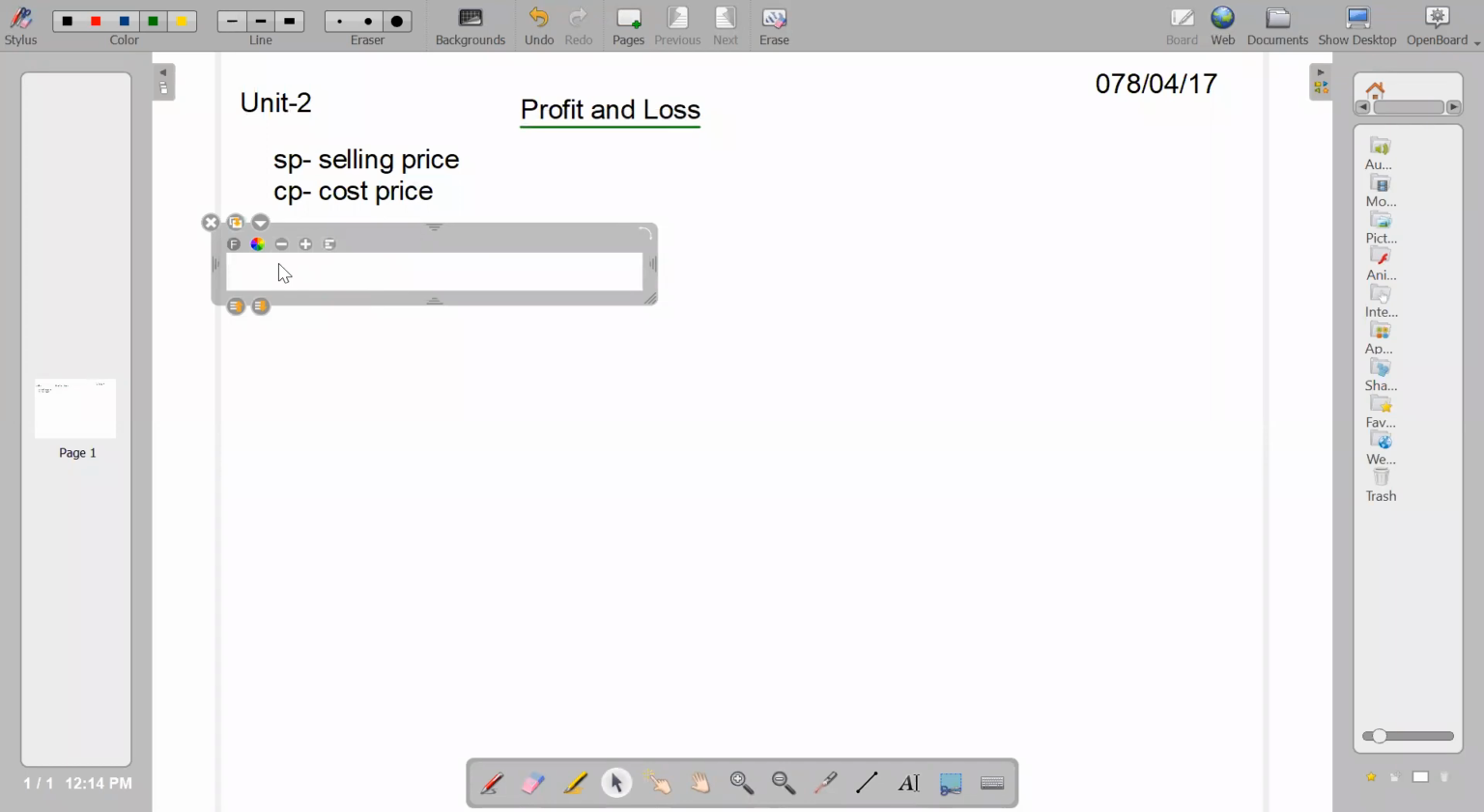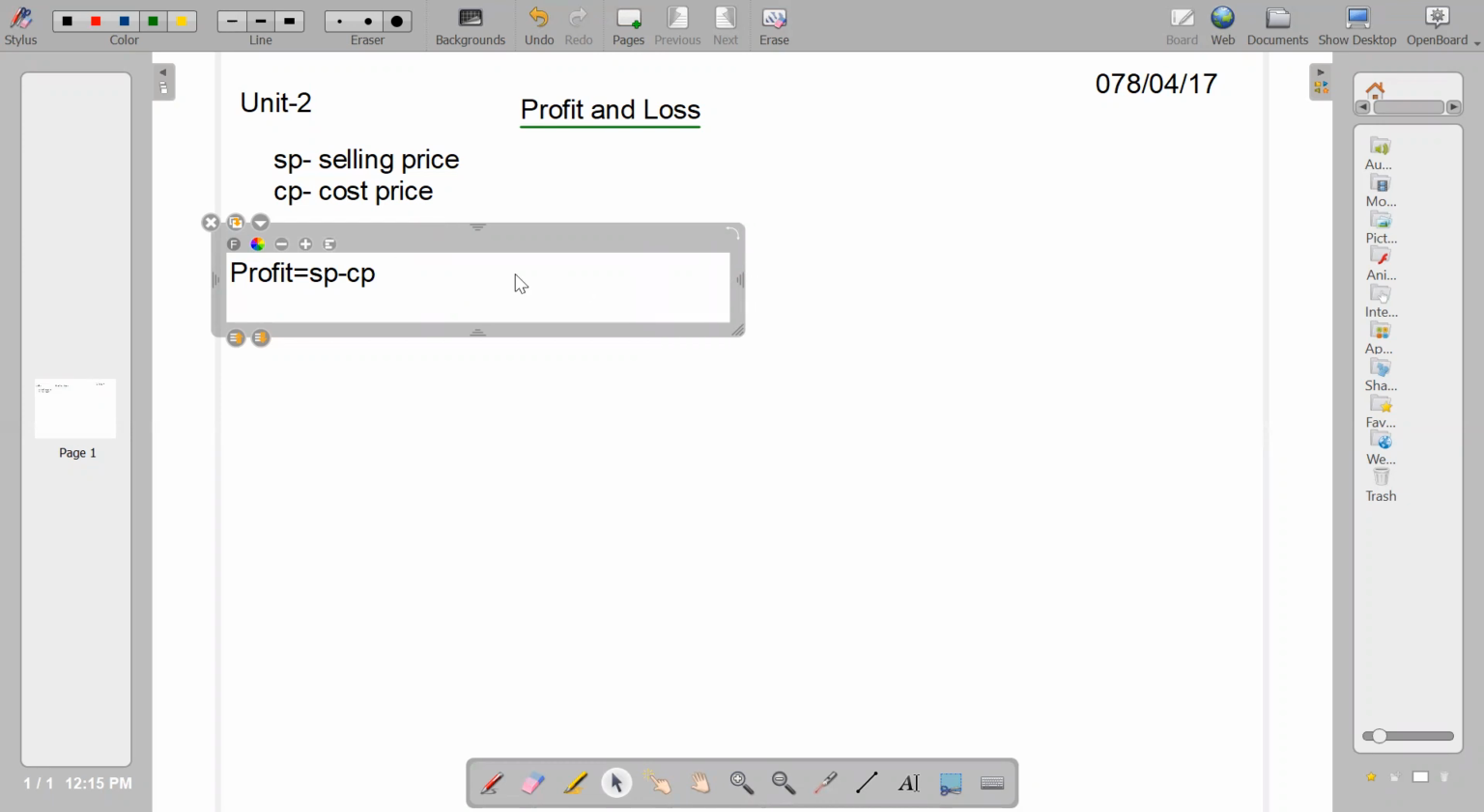So what is the formula of profit? Profit equals to SP minus CP. Now from these we can make different formulas. For SP, profit plus CP. For CP, SP minus profit. This is for when SP is greater than CP.